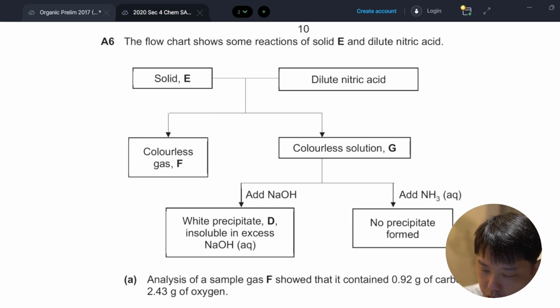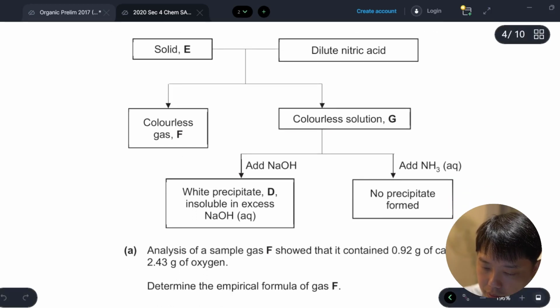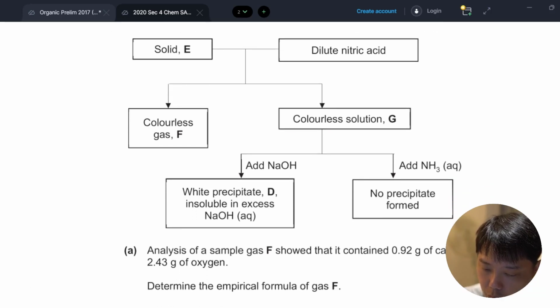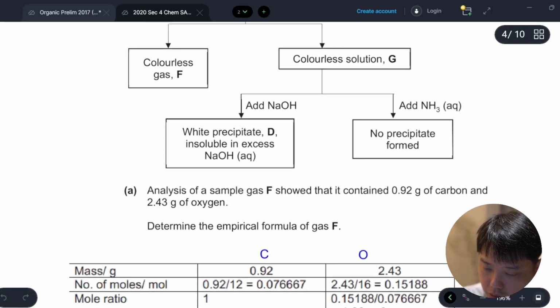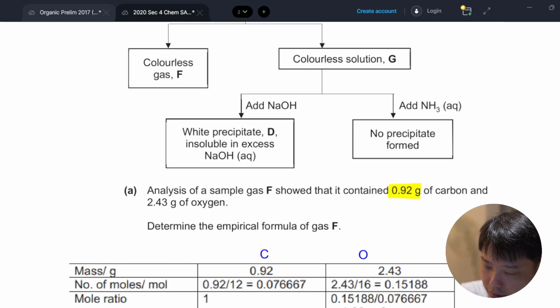Colorless solution G is also evolved. For this solution G, we need to test the cation that's in this solution. Then we add NaOH, we get a white PPT, insoluble in excess. When we add NH3, there's no PPT formed. So the first part of the question tells you that they have analyzed the sample gas F.